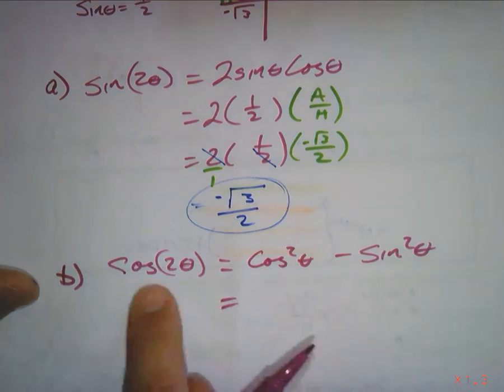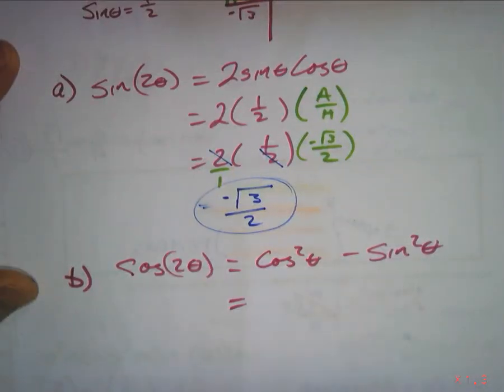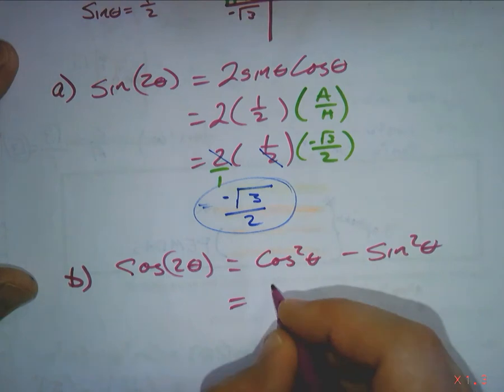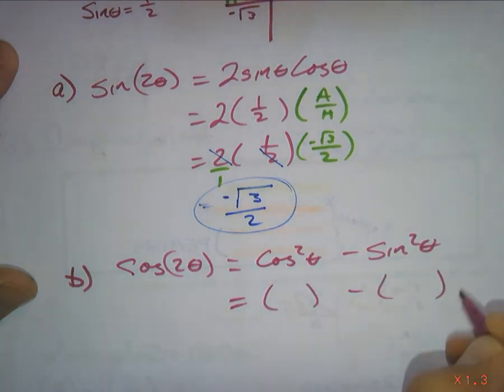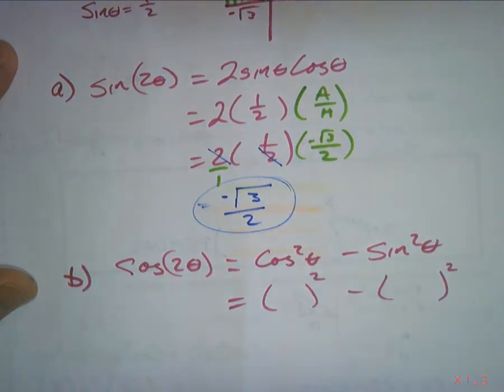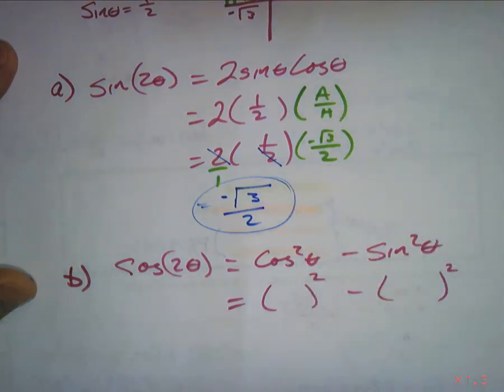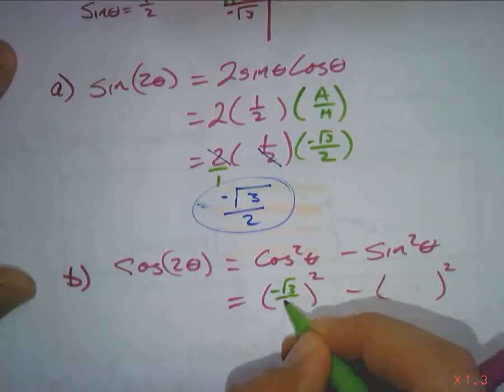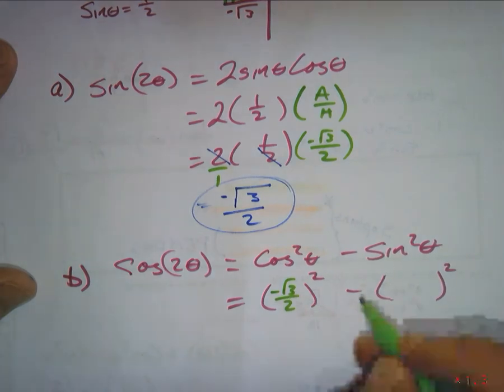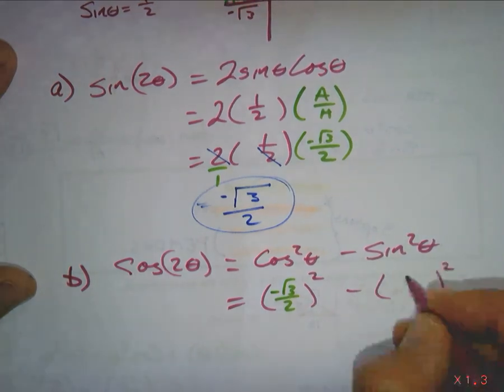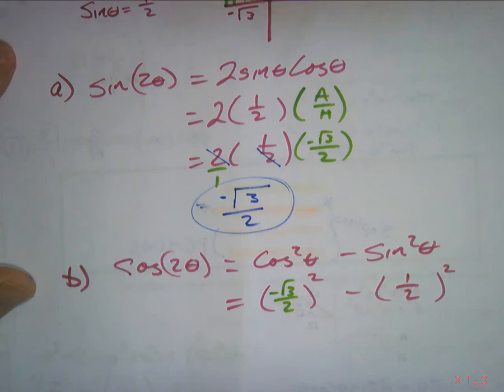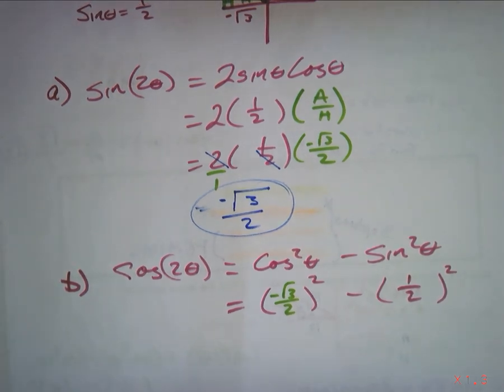All right, so again, cosine of double theta is cosine squared minus sine squared. Again, I think this is super easy to use. So we're going to take that ratio of cosine, which we had up there was a negative root 3 over 2, and we're going to square it. And then we're going to subtract sine squared, which is 1/2, and then quantity squared.